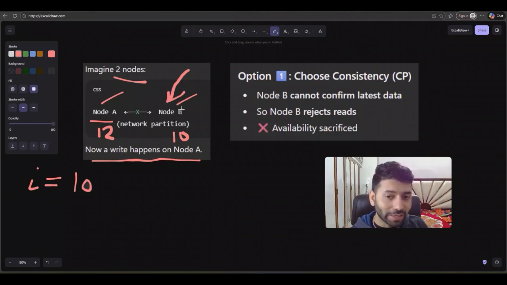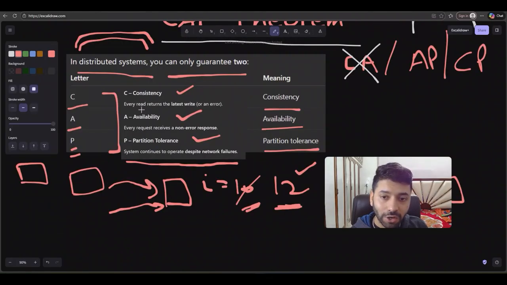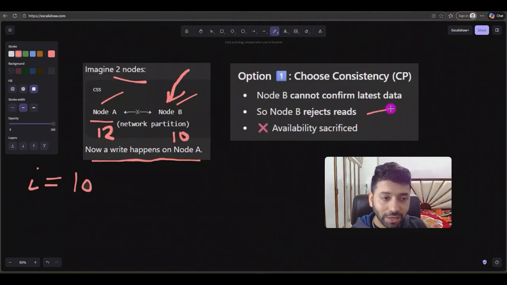Strong consistency means either it will give you the most updated data, which is 12, but it cannot give you that because it has the old data right now, it has the stale data. So there were only two things: either it will give you the most updated data, or it will return an error. Because node B cannot return the latest data, as it has not synced with node A yet, if it cannot give the latest data, it will give an error, correct? So node B will reject the read request or give the error.